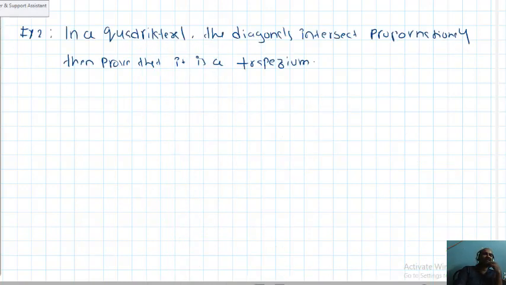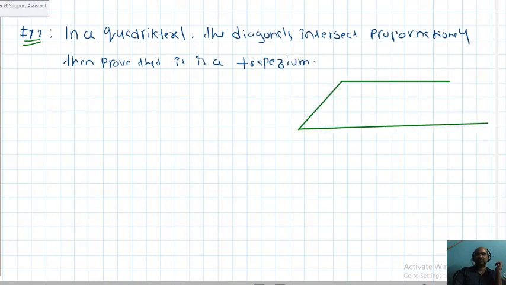Okay, next example, students. Actually, this is the converse of the previous one. In a quadrilateral, if the diagonals intersect proportionally, then prove that it is a trapezium. In the previous problem, the trapezium is given, prove that diagonals intersect proportionally. Now, in a quadrilateral, diagonals intersect proportionally, we want to show that it is a trapezium. Okay. For example, I want a quadrilateral in the shape of a trapezium because that should be a trapezium at last. So this is a quadrilateral.